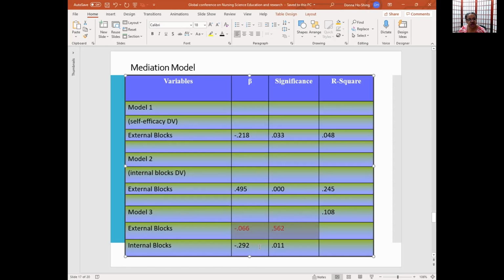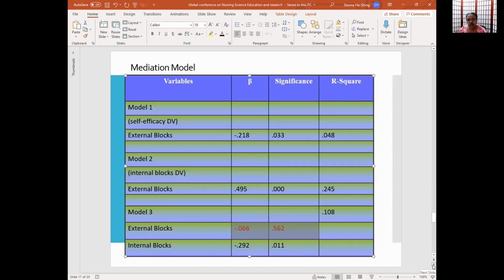But internal blocks still continued to have an effect on self-efficacy. So it indicated that really it was internal blocks that were driving that relationship between external blocks and self-efficacy.